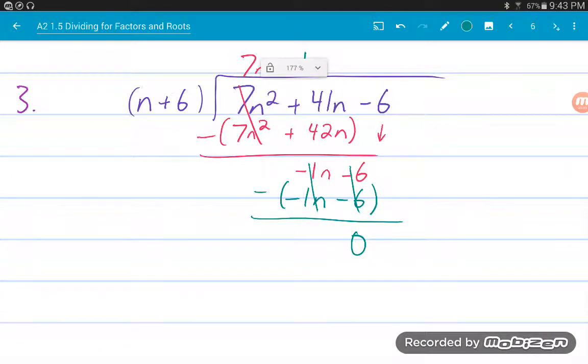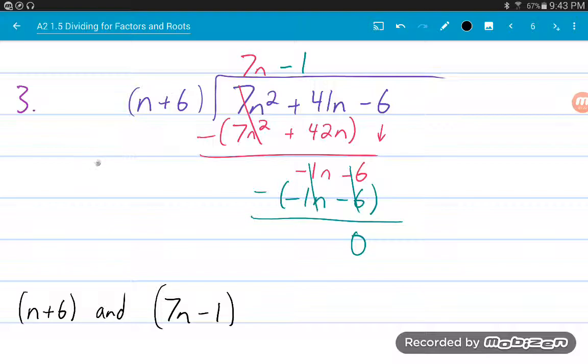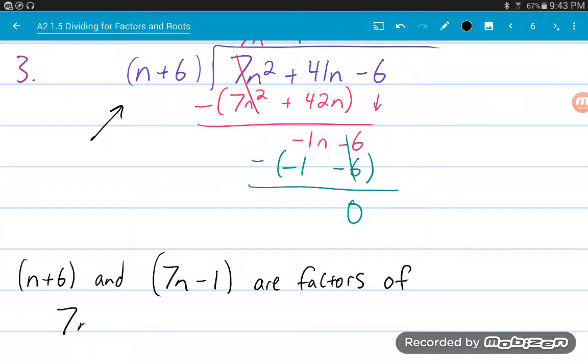If we got a 0 remainder, it means that n plus 6 and 7n minus 1, that's this guy and this guy, are factors of 7n squared plus 41n minus 6. They're factors of it. That means a couple things.